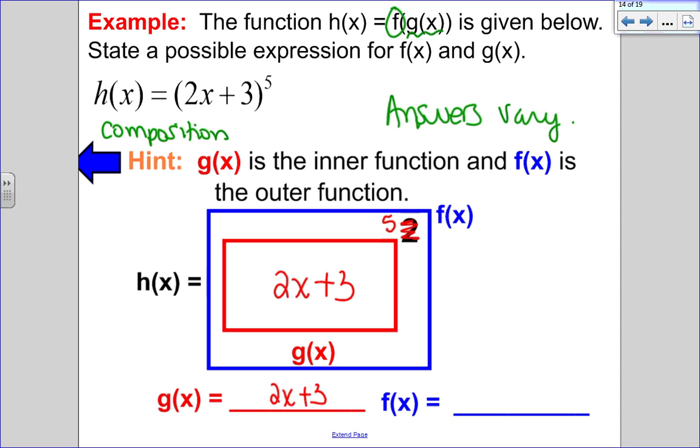The outside function is going to be, what am I substituting x for to get the composition? So the outside function would just be x to the exponent 5. We can check that, because if I were to substitute 2x plus 3 in for this x, I would end up with 2x plus 3 to the exponent of 5. So just go with the simplest way of doing that. And again, there are other answers. I just want to go with the simplest one. So let's try one more.